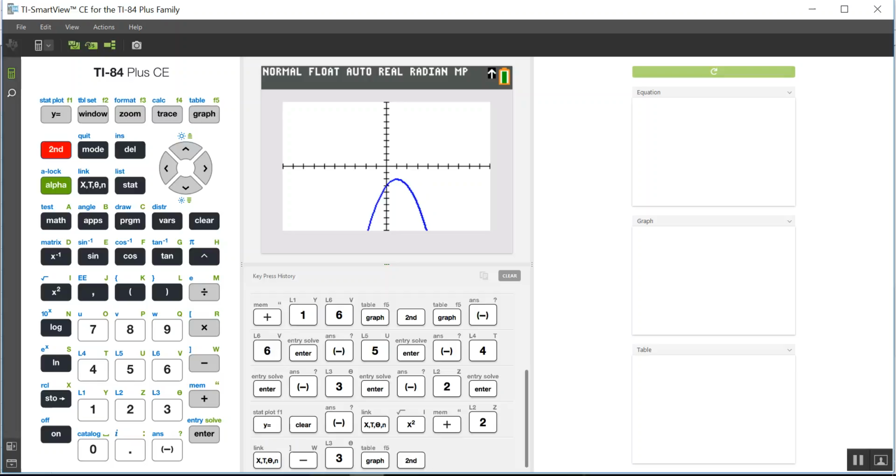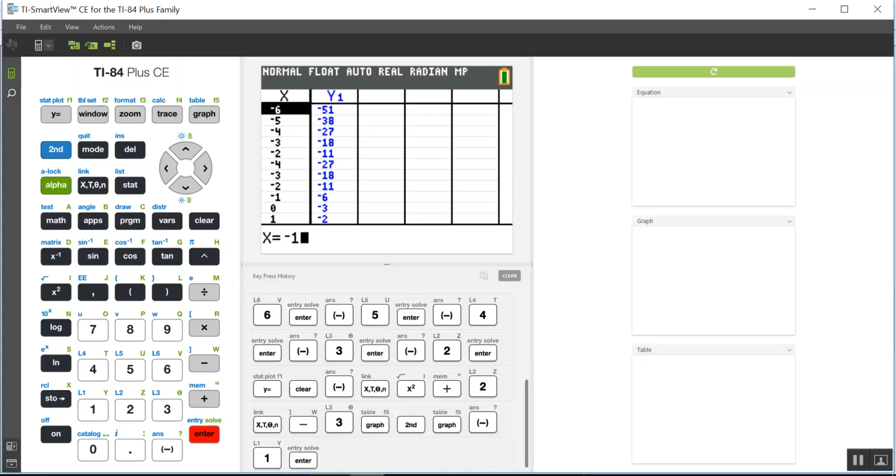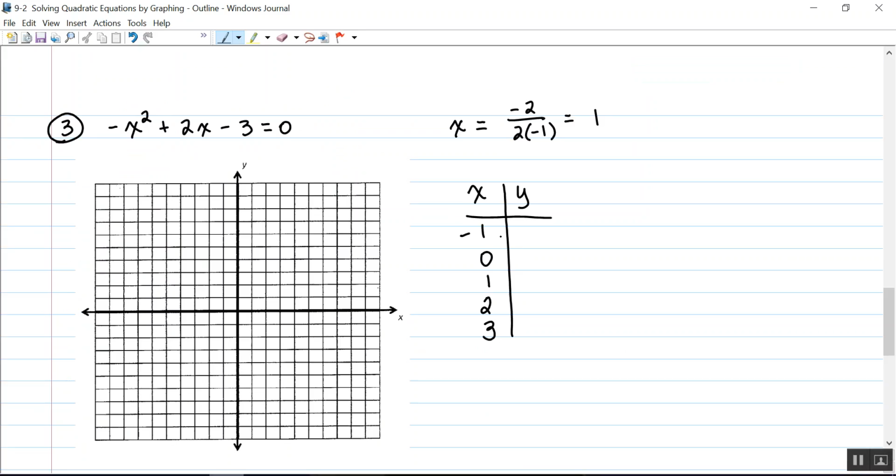So second graph gives me the table, and I was going to start with -1, enter, 0, enter, 1, enter, 2, and 3. And that gives me my y values of -6, -3, -2, -3, and -6. Let's copy those back onto our table.